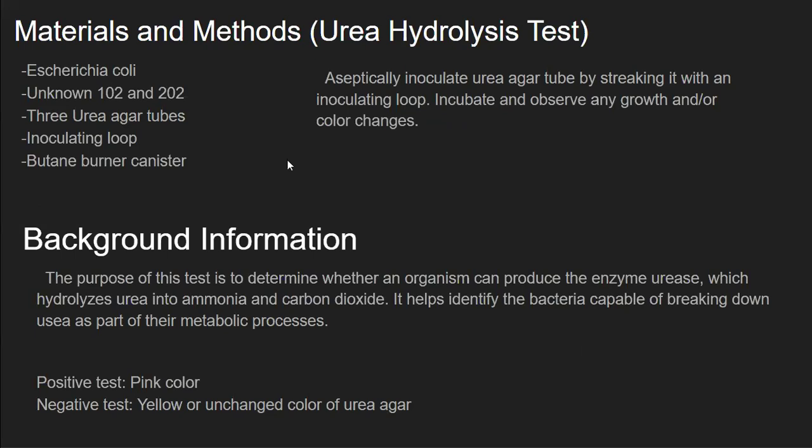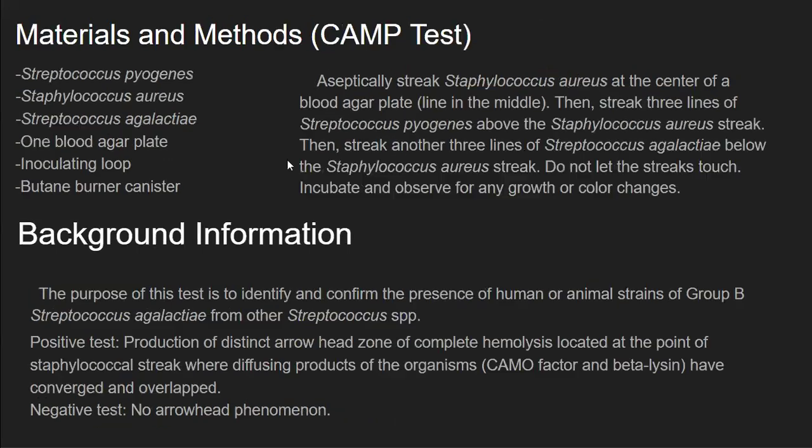The background information. The purpose of this test is to determine whether an organism can produce the enzyme urease, which hydrolyzes urea into ammonia and carbon dioxide. It helps identify the bacteria capable of breaking down urea as part of their metabolic process. A positive test will have a pink color and a negative test will have a yellow or unchanged color of urea agar.